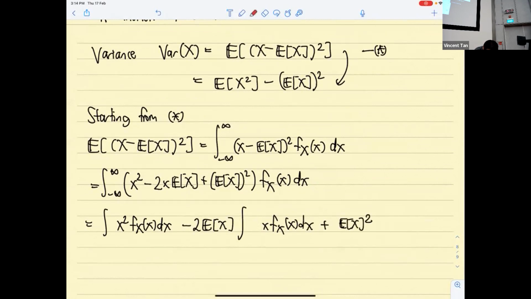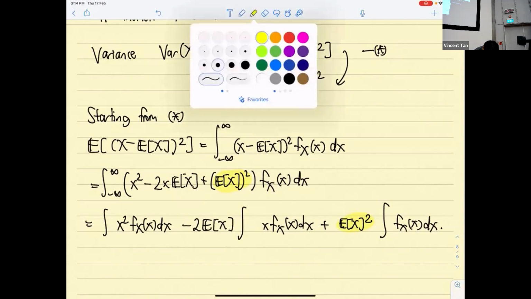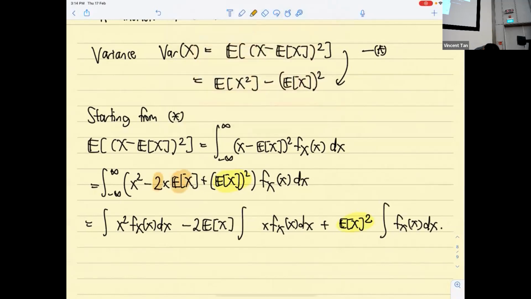So this part here comes out of the integral, and you have the integral of x f_X(x) dx. This 2 and this expectation value of x come out here. All the remaining stuff is inside the integral.